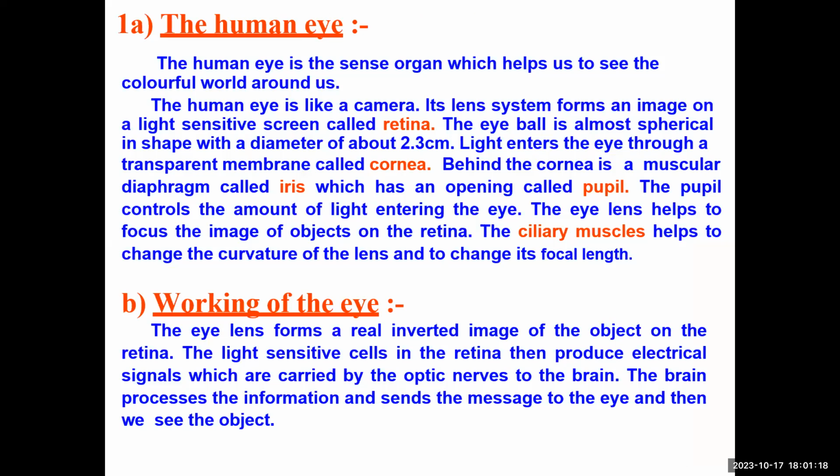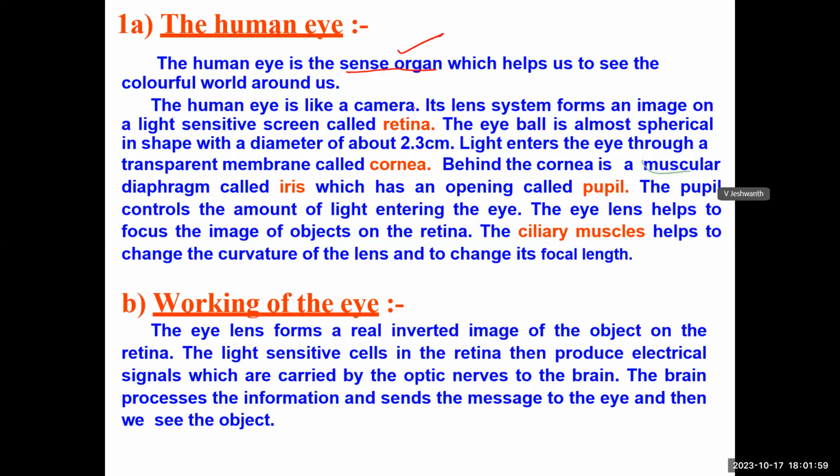Now let us see the human eye. The human eye is, first of all, a sense organ. Why? Because it senses many things and tells us what is present. It senses the objects, and then it presents that object as an image in front of us. So the human eye is a sense organ which helps us see the colorful world around us. Then the human eye is like a camera. Just now, as I told you, it senses the object and gives the image of it. So the image which we are seeing looks like a colorful world to us. So the human eye is just like a camera.